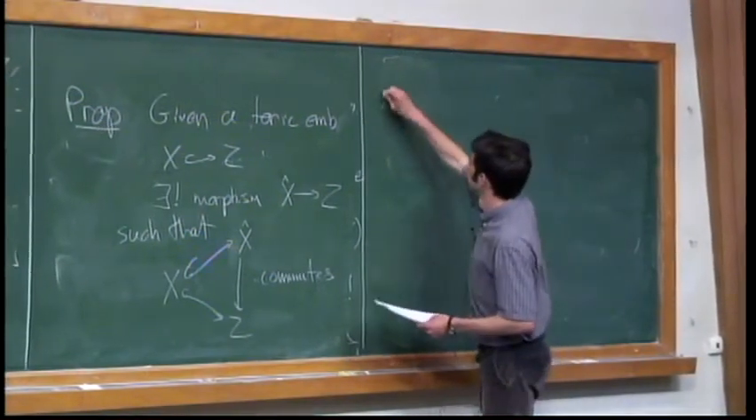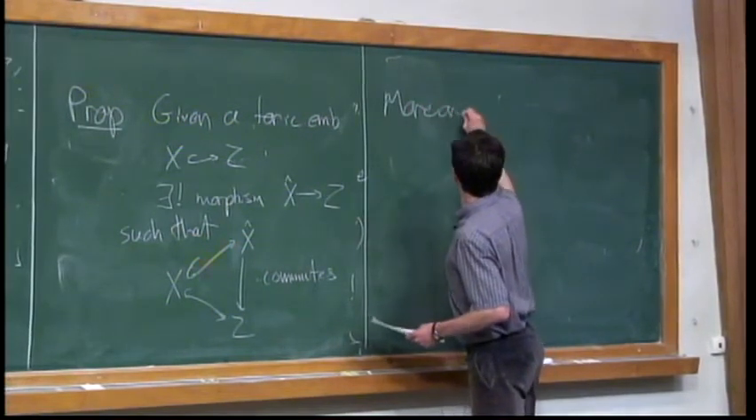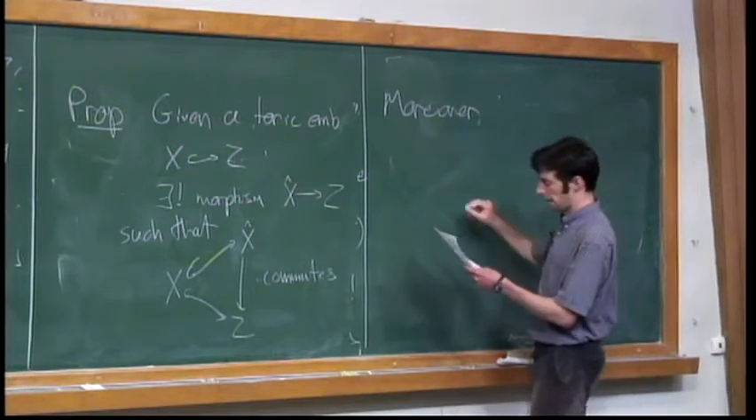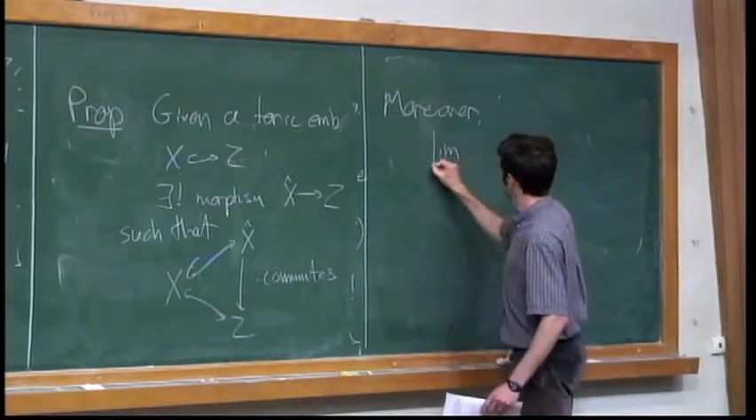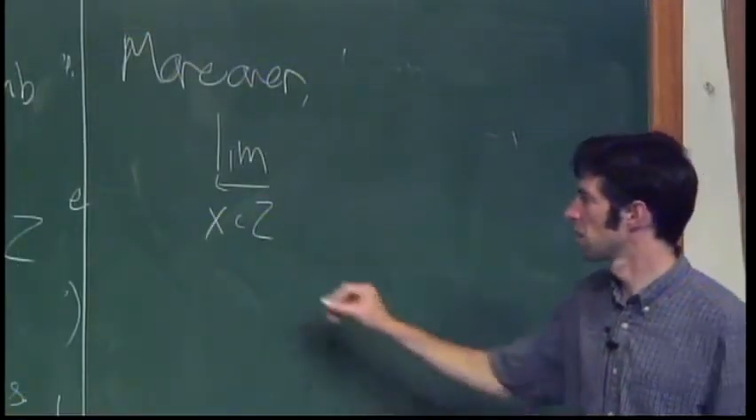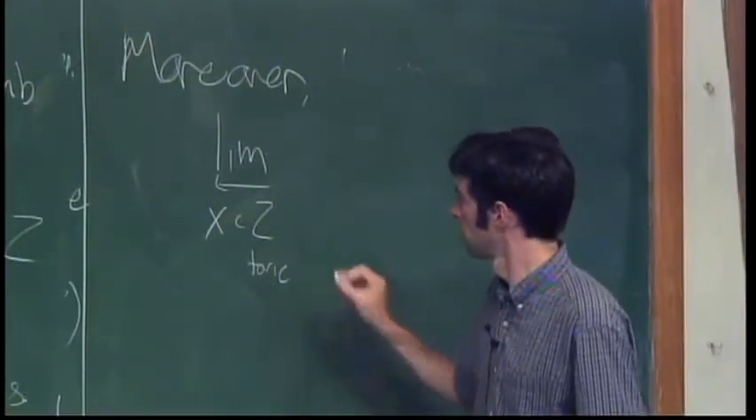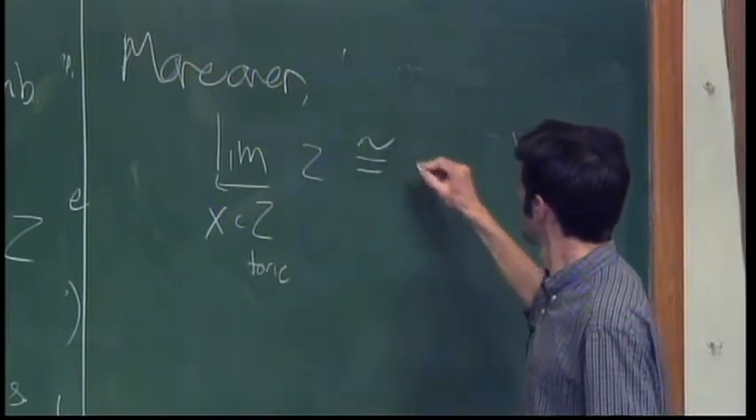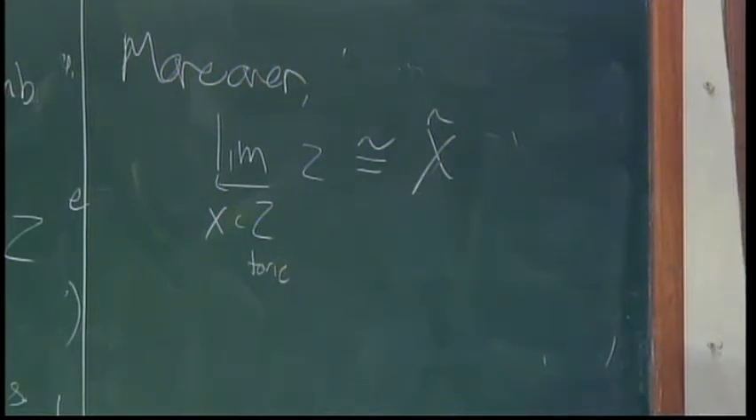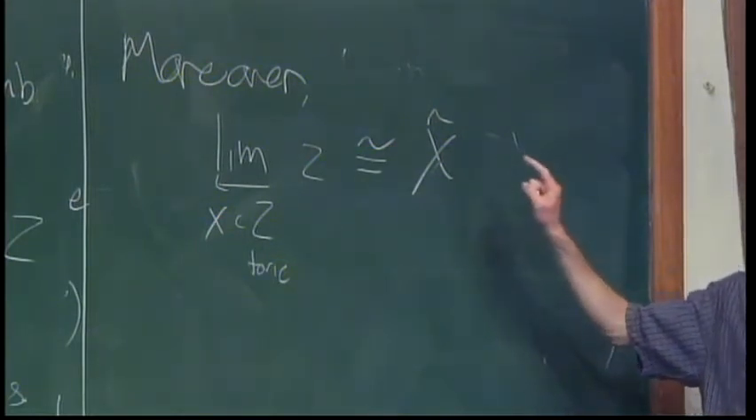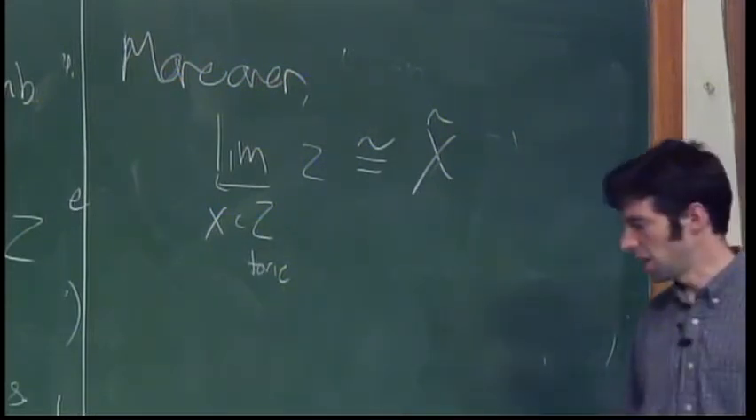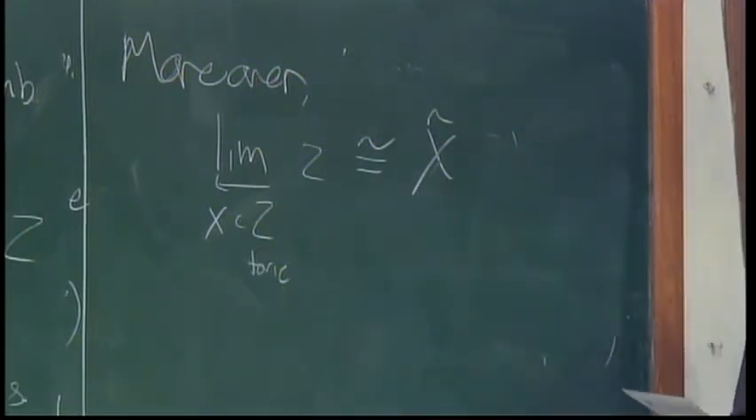Moreover, it's an easy calculation that the limit over all toric embeddings actually constructs this thing. So it's not a toric variety, but it's the inverse limit of all the toric varieties that X embeds into. It's the universal toric embedding. Yeah?